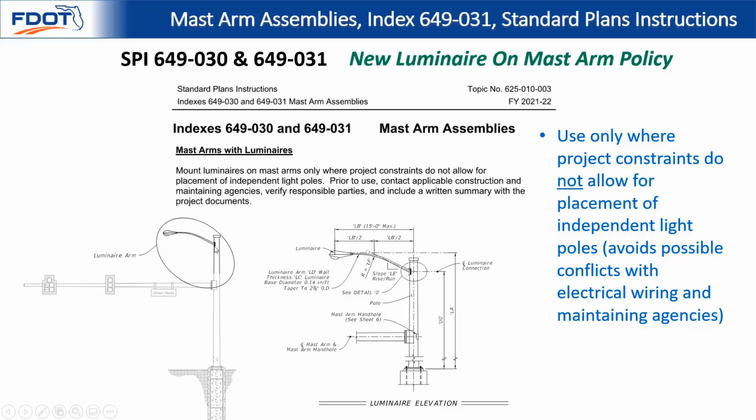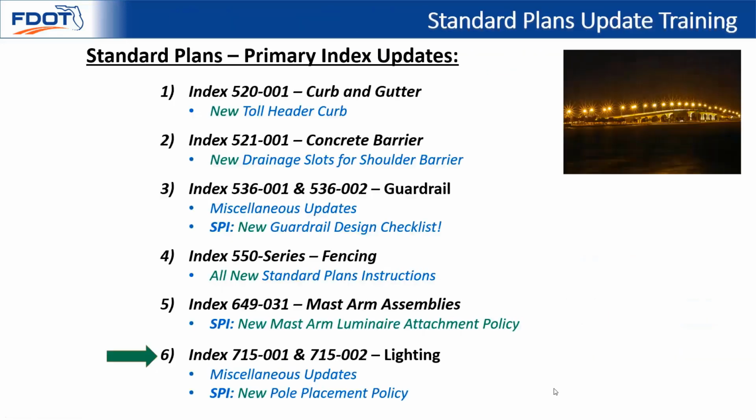And so if you do use this option, just know that you are adding some possible complication with different contractors and municipalities for installation and then also for maintenance. And so the idea is that this really should be a last resort only if you can't fit an independent light pole. And then the next part of this usage policy stated in the SPI is that if you do choose to use this, a little bit of guidance is given. And it's basically saying that you need to produce a document that shows you've contacted the applicable construction and maintaining agencies, you verified the responsible parties, and then you include that written summary in the project documents to ensure that responsibilities are clear and that everything's been handled correctly.